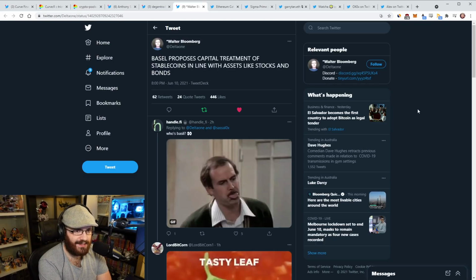But yeah, I guess back to the original tweet here. This is just very, very bullish in general if the stablecoins are treated like stocks and bonds. But we'll have to see. Regulation, I think, over the next couple of years is going to be a big thing. Crypto is not small anymore. Crypto is a big industry. It's made a lot of waves.